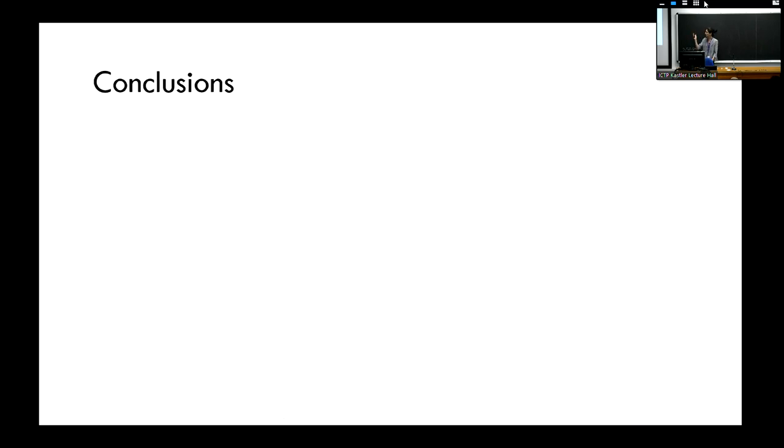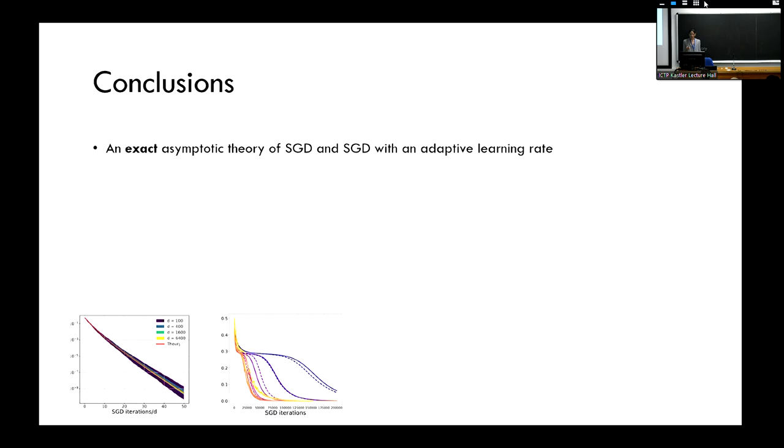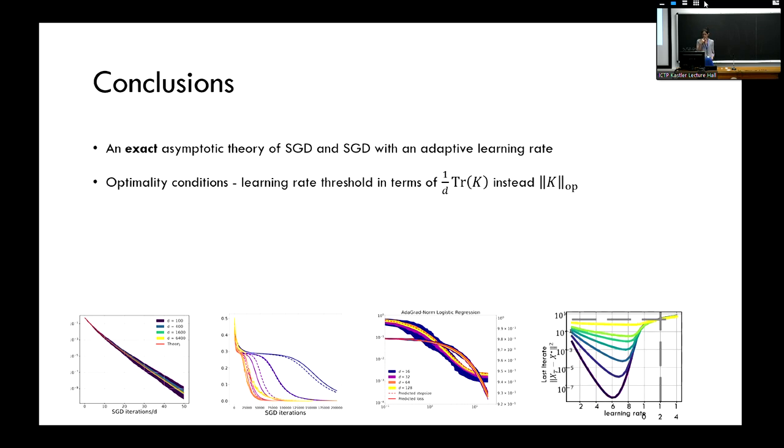So maybe to conclude, what I've shown you is that I started with this exact asymptotic theory for SGD and SGD with adaptive learning rate. So are we really able to track the dynamics and get exactly what will be the behavior? And using this type of idea, we are able to analyze stochastic algorithms, which before was quite hard to do, but now when you have this deterministic analog, you can analyze them. And we do find how the learning rate is behaving and maybe a threshold on the learning rate as a function of the structure of the data.